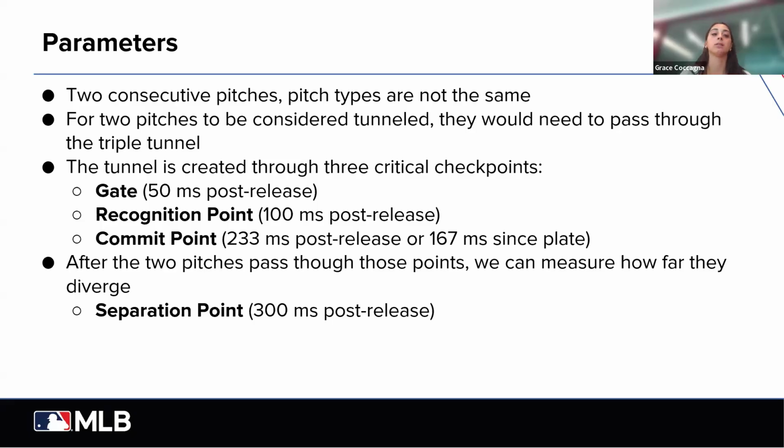Starting with the gate, it is closest to the pitcher, and that is going to be the entrance to the tunnel. The recognition point is a little bit after that, and that's when the batter can recognize what that pitch is. And then lastly, the commit point, which is where that batter is going to decide, am I going to swing at this pitch or hold back? If two consecutive pitches can cross through a threshold between these 3 points, we can then use the separation point, which is after the commit point and before the plate, to tell how far those two pitches diverged from each other.